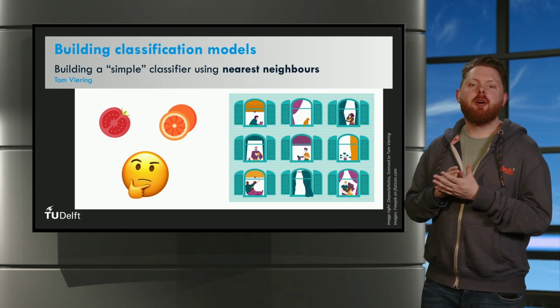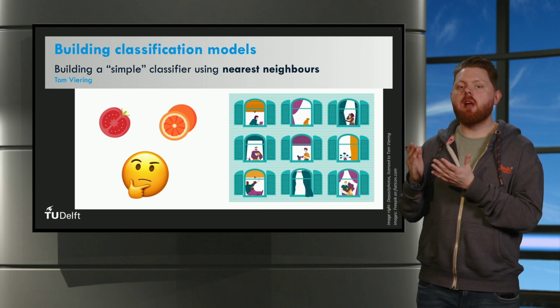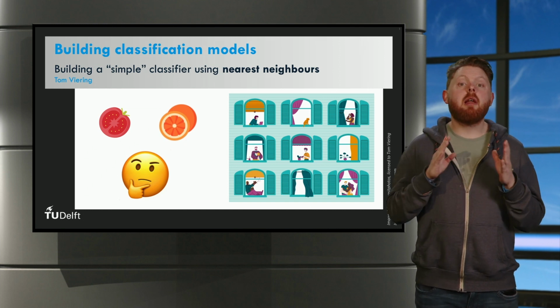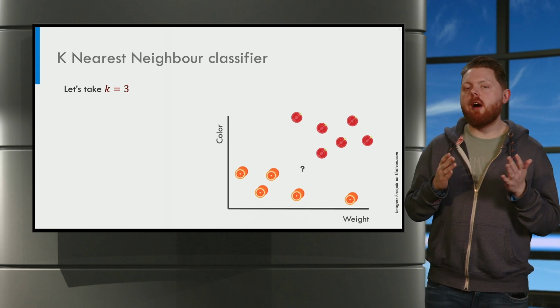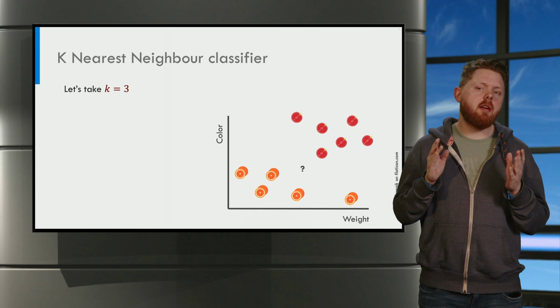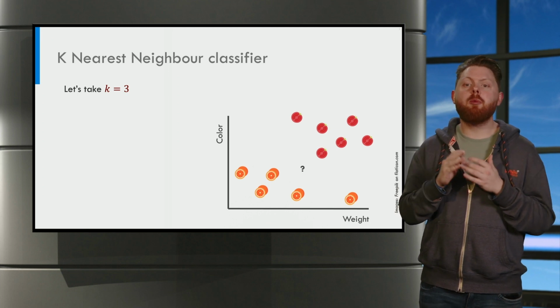In this video, we're going to discuss how to make a simple classifier using nearest neighbors. Let us discuss an example to see how the nearest neighbor classifier works. Let's take k, the amount of nearest neighbors, to be equal to 3.